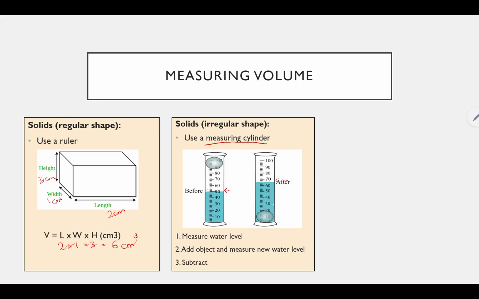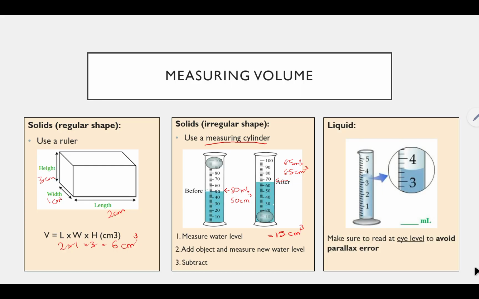And then I'll just subtract the values. So for instance, here it was 50 milliliters, which is by the way the same as 50 centimeters cubed. And in the end, it was 65 milliliters, which is the same as 65 centimeters cubed. The difference between them will be 15 milliliters or 15 centimeters cubed.